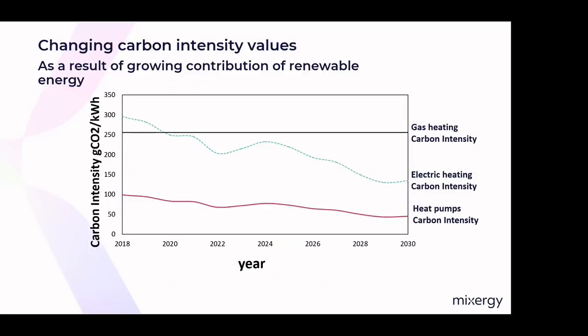But the mix of energy production is influencing the decisions made about which technologies we should be using for heat and cooling. As we increase the production of renewable energy, whether through solar or wind, we end up reducing the carbon intensity of that electricity. If we go back to 2018, the carbon intensity of electricity was over 300 grams of CO2 per kilowatt hour. As we bring in more renewable technology the carbon intensity is reducing, and it's forecast that by 2030 we'll have cut the carbon intensity down by half to 150 grams of CO2 per kilowatt hour.